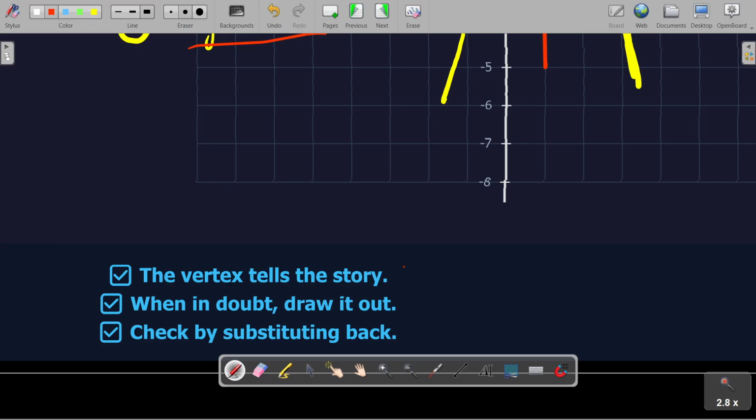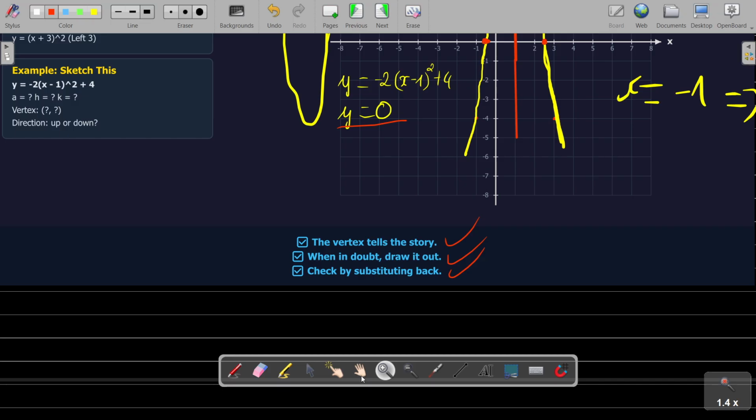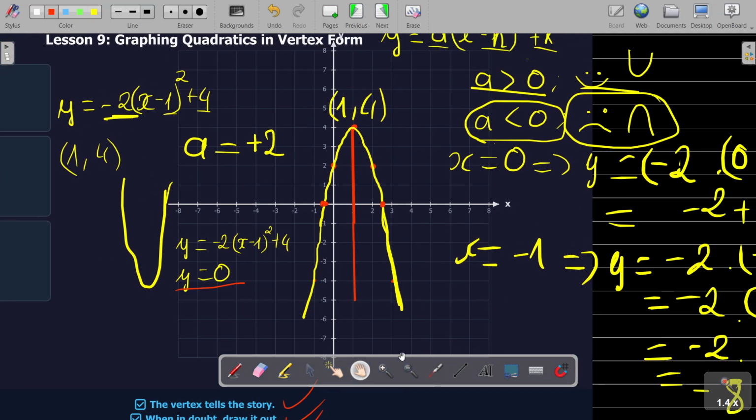So we've learned the vertex tells the story. We've learned when in doubt, draw it out. We have repeated this a lot of times by now. And of course, check by substituting back into your own notes, because exams do not really care if you have the right idea in mind. You need to write it out perfectly and correctly.